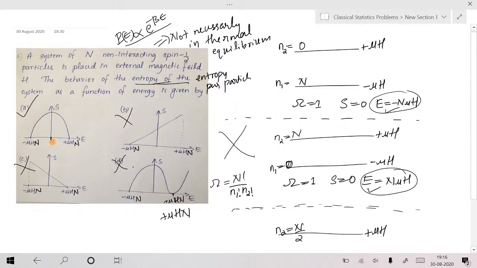And in that case, if half of the particles are spin up and half are spin down, your total energy should be 0, isn't it? Because spin up particles will give some positive energy, spin down particles will give negative energy, so that they cancel out. So in that manner also you can quickly select this option.